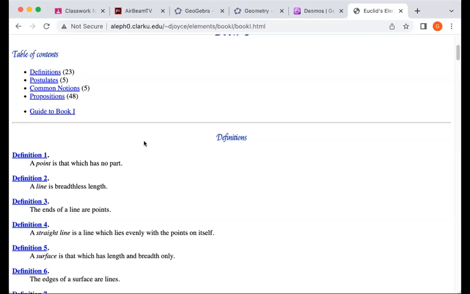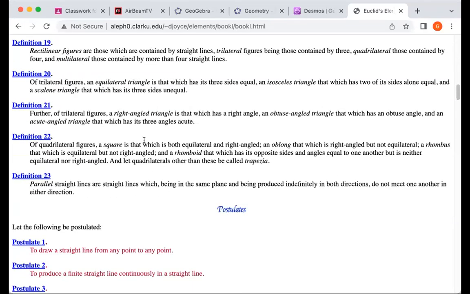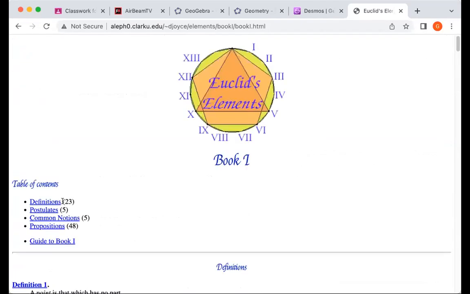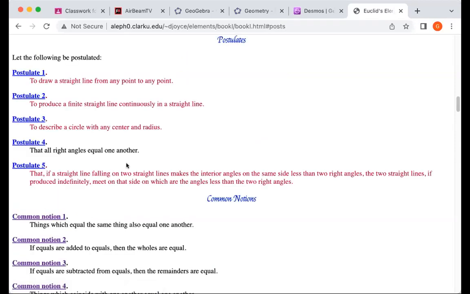Oh, there's a couple of definitions. There's 23 definitions. What does it mean to be parallel? What does it mean to be a diameter? So yes, there's definitions. But then, the 5 postulates. He wants to have as few postulates as possible because this is going to be the building block. Now look at these 5 postulates.